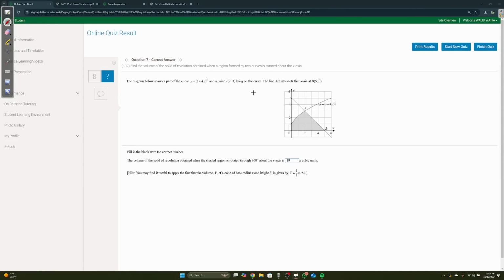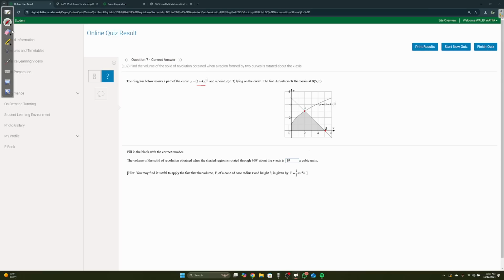Question 7. This came in the periodic. The answer was 26. The answer is 26. But let's do it. The diagram below shows a curve y equals 1 plus 4x to the power of half, and a point A (2, 3) lying on the curve. The line AB intersects the x-axis at B (5, 0). So this is (5, 0). They revolve the solid 360 degrees.